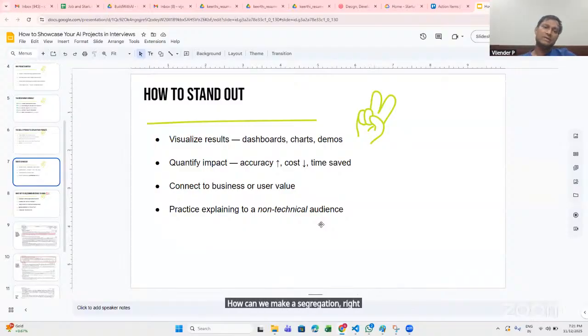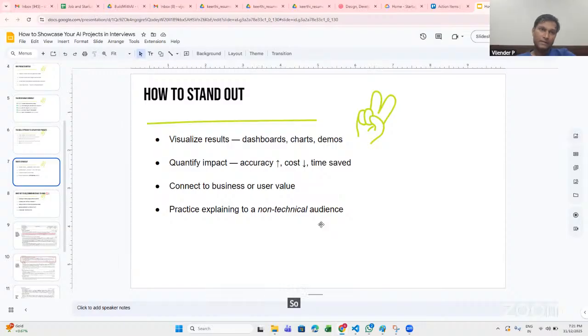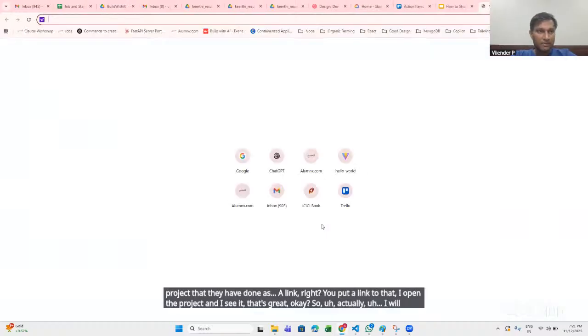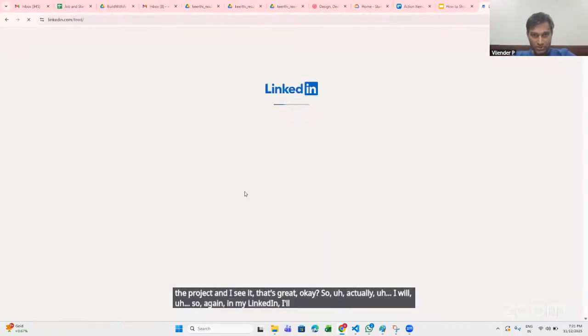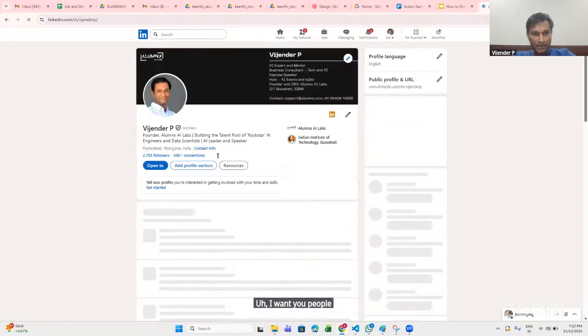So one thing is showing dashboards, charts, or demos, right? Visualize the results of what you have done. Typically, I give brownie points to people who can show me a project they have done as a link. You put a link to that, I open the project and I see it, that's great. Okay. So in my LinkedIn I'll show one project which I want you people to have a look at, right?